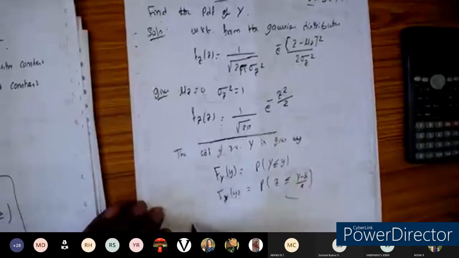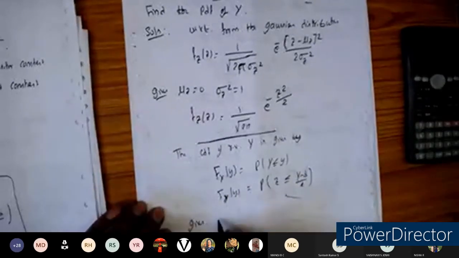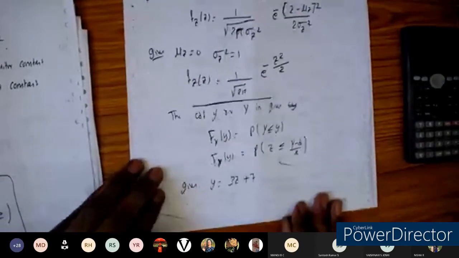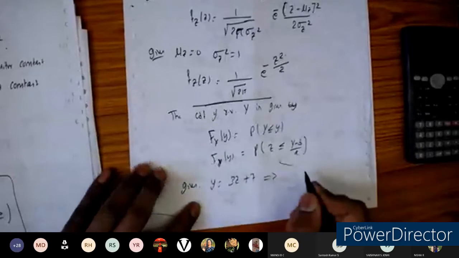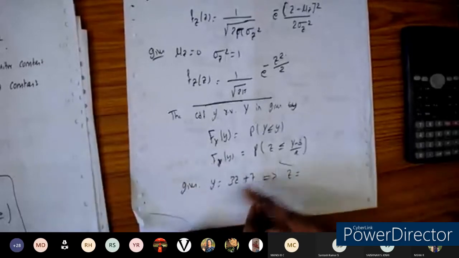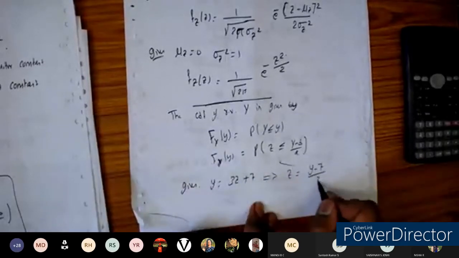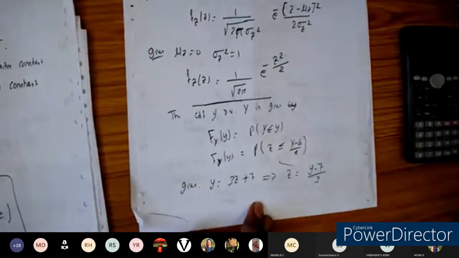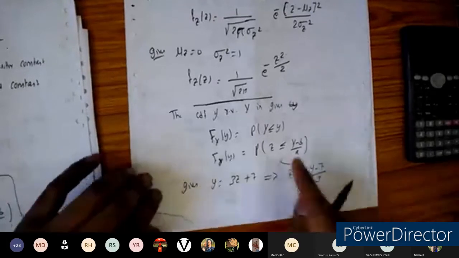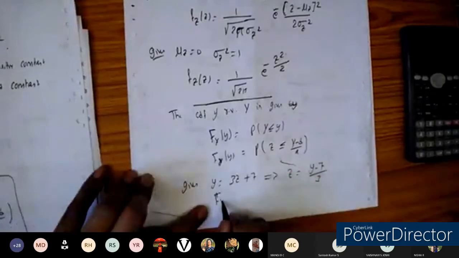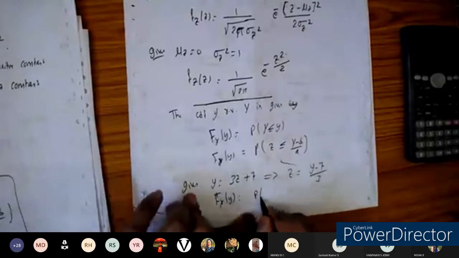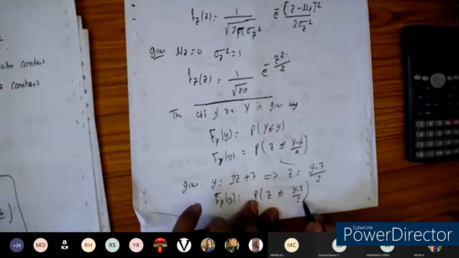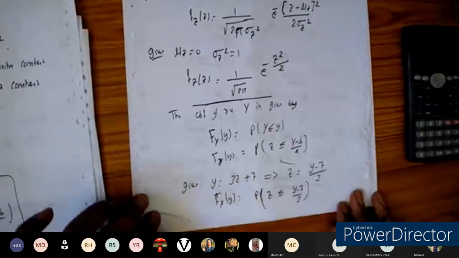So it is given that y is equal to 3z plus 7. From this, we can find that z is equal to (y minus 7) divided by 3. Let us substitute here. So F_Y(y) is equal to the probability that Z can take a value less than or equal to (y minus 7) divided by 3.